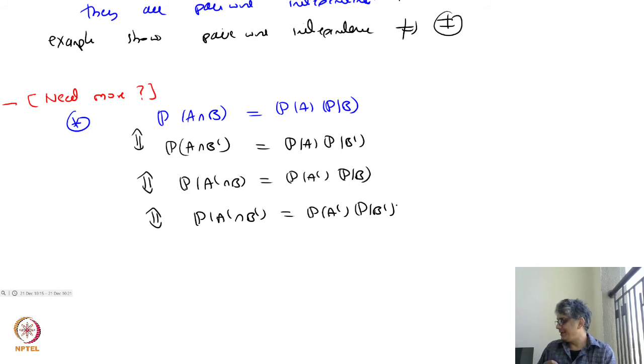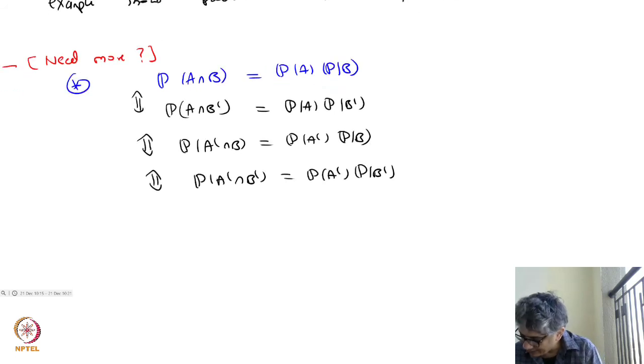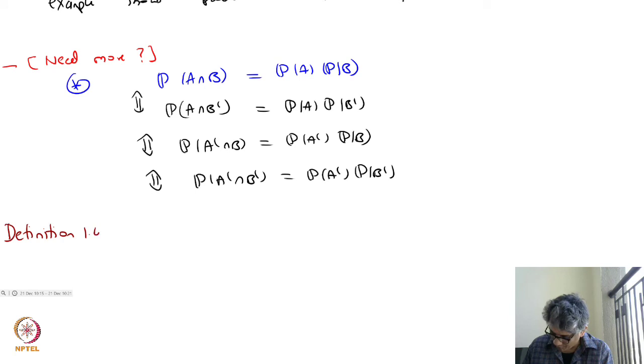That means A and B are independent if complements are independent, or A and B complement independent, or A complement and B independent. So that one equation gives you 4 equations. But in the 3 case, it doesn't do that. That one equation doesn't give you all 8 equations. So that's the definition you will need for mutual independence. Let me write that down. Definition 1.4.5.